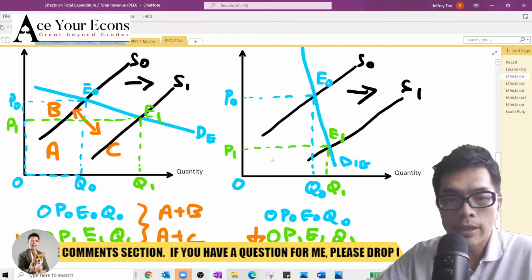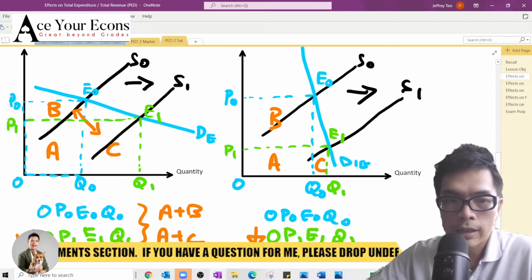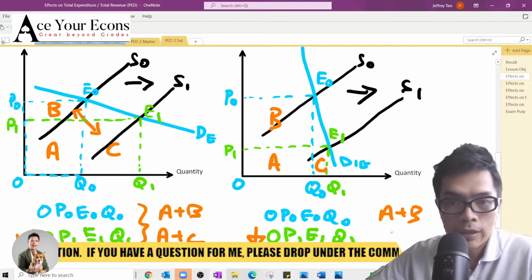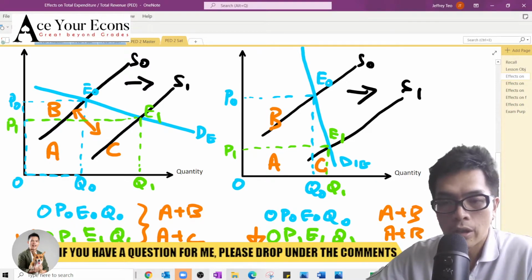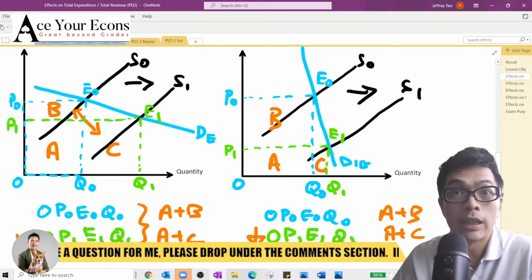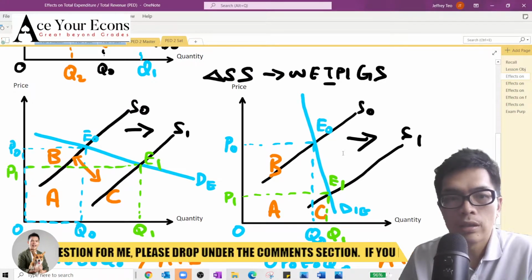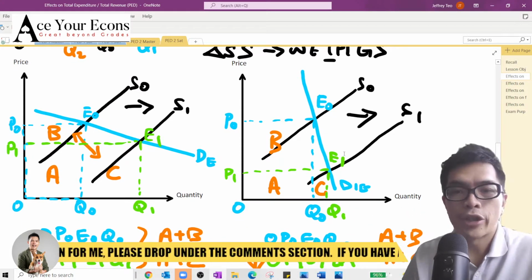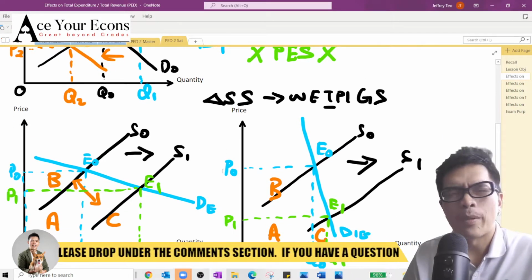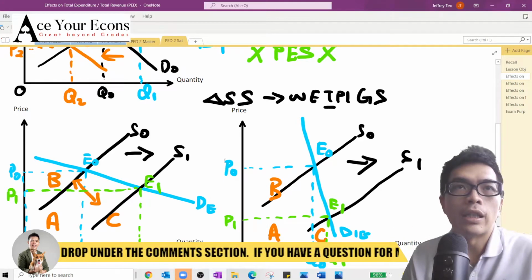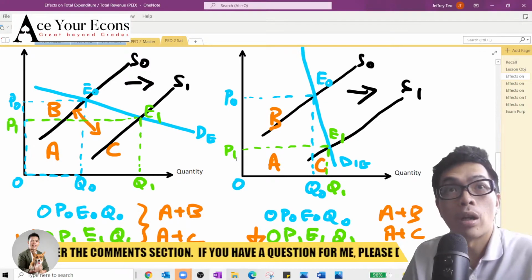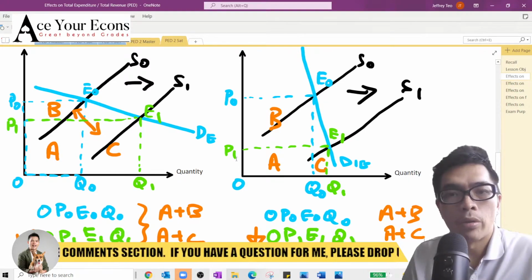Okay, we can also use the same approach, A, B, and C. So the initial revenue or initial spending is A and B. Final revenue and final spending is A and C. We can clearly see that the initial is bigger than the final. So through this illustration, we can see that whenever there is an increase or fall in supply, we need to make an assumption of the PED in order to justify what happens to your consumer spending or producer revenue.